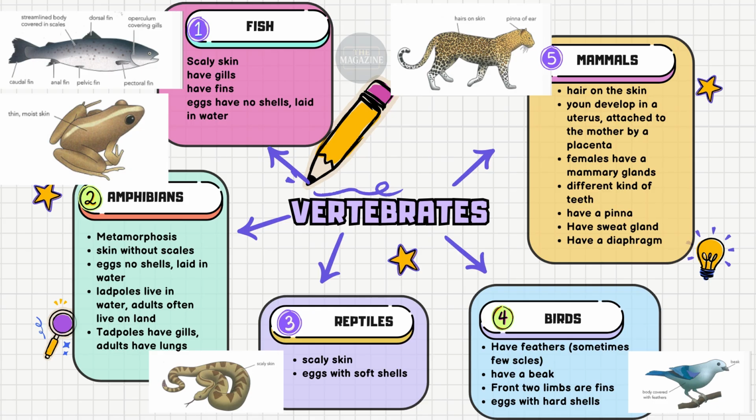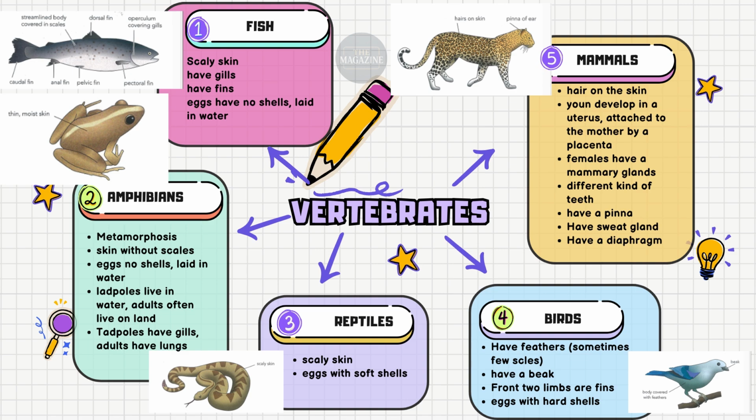Let's move on. Our last vertebrate group is mammals. So the main features are they have hair on their skin. Their young develop in the uterus, attached to the mother by the placenta. We will discuss the placenta in the reproduction session. Next, females have mammary glands, not memory, mammary glands. Those help to feed their babies with milk.